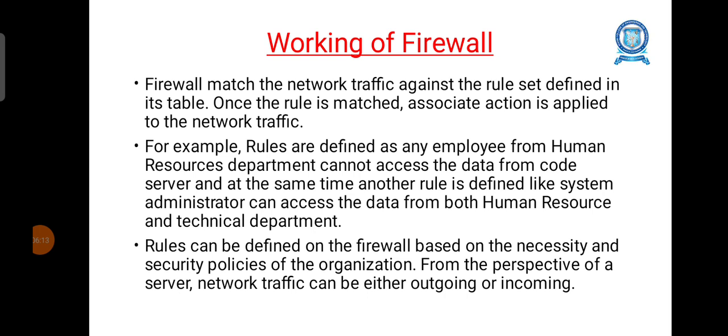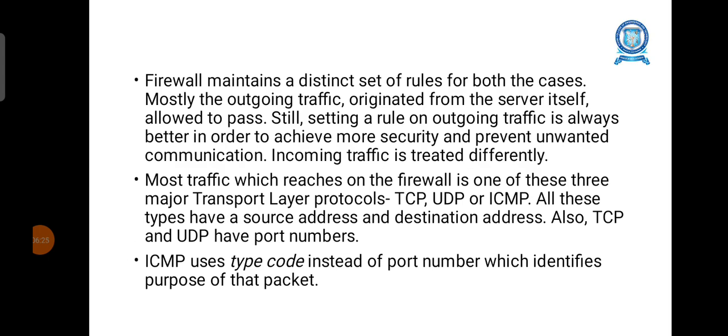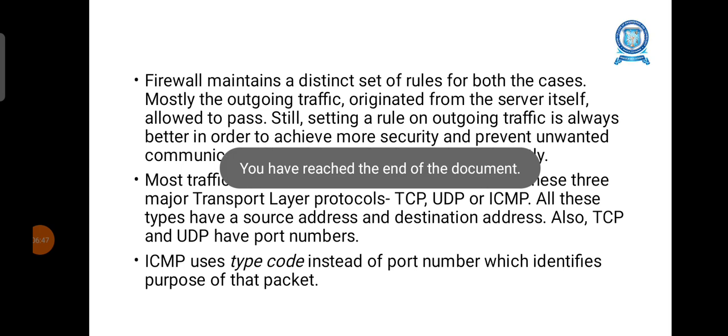A firewall matches the network traffic against the rule set defined in its table. Once a rule is matched, the associated action is applied to the network traffic. The firewall maintains a set of rules for both cases, the outgoing traffic as well as the incoming traffic. If any pattern mismatches, then the firewall will identify the attacker traffic, and it will take the necessary action to prevent the attacker from getting inside of our network.